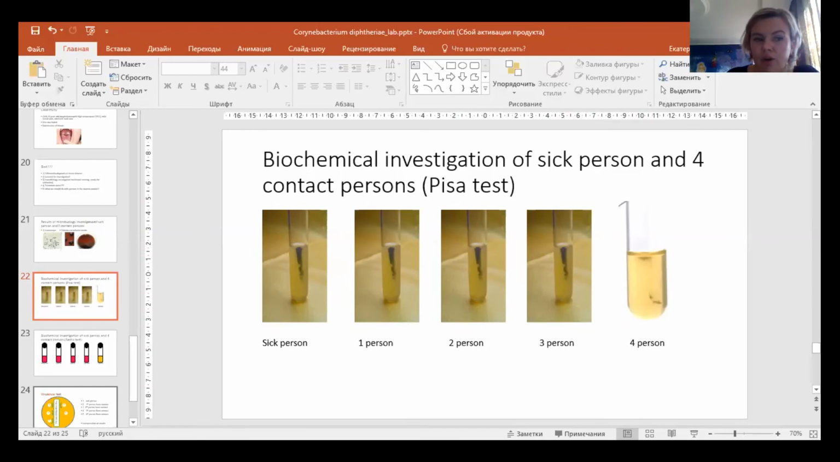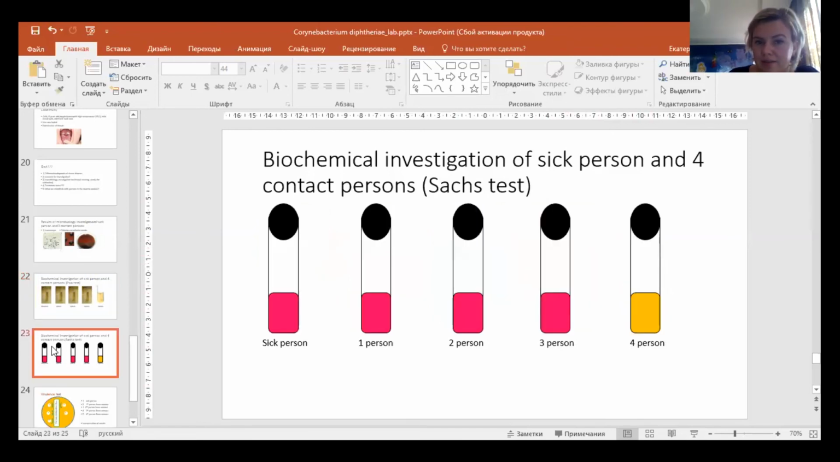Next, result of Zak's test. What you can see? Where is the positive test? At the third, pink color. Pink color is positive. Or is the yellow one positive? Yes, ma'am, yellow color is positive. Zak's test is characterized for what kind of Corynebacteria?